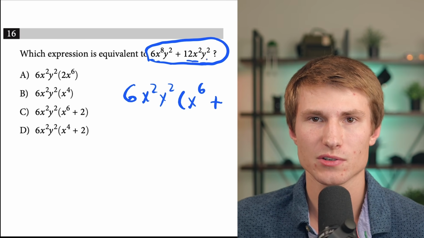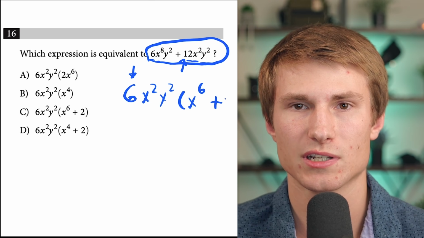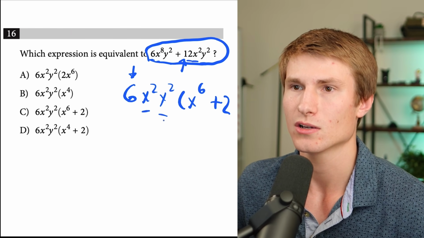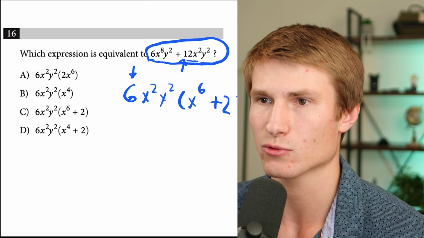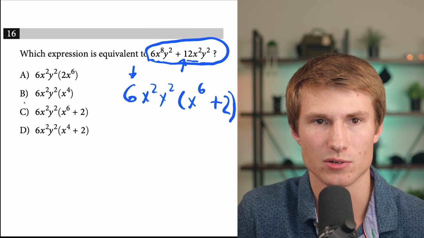Now, we know that we also have to have another term because we have 6 here, but we have 12 up here. So to get to that 12, we're going to have to add 2, and we still have x squared and y squared here as well. So we see that we're ultimately going to end up with 6x squared y squared times x to the power of 6 plus 2, which we see is going to be answer choice C.